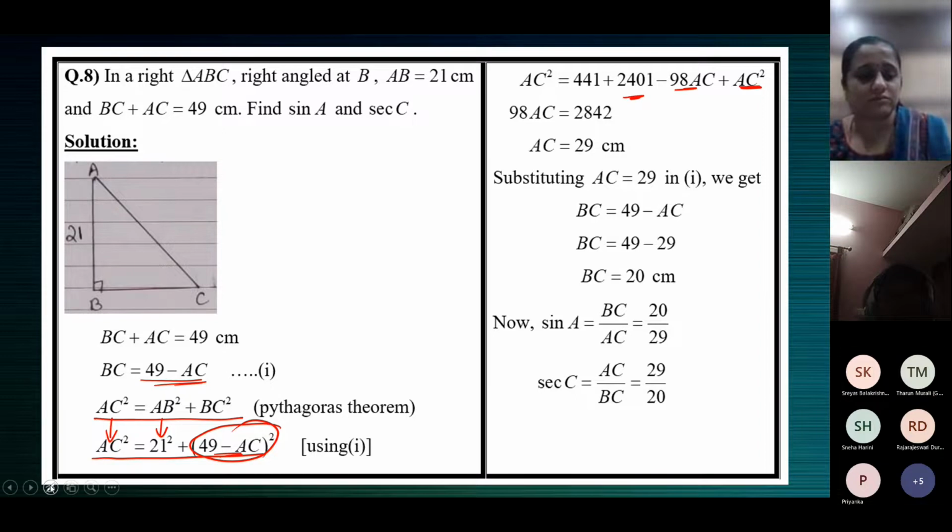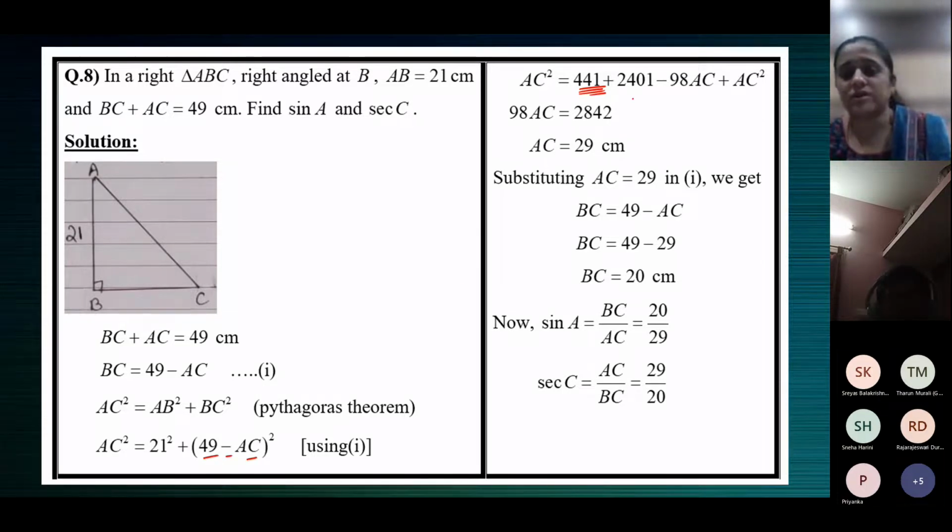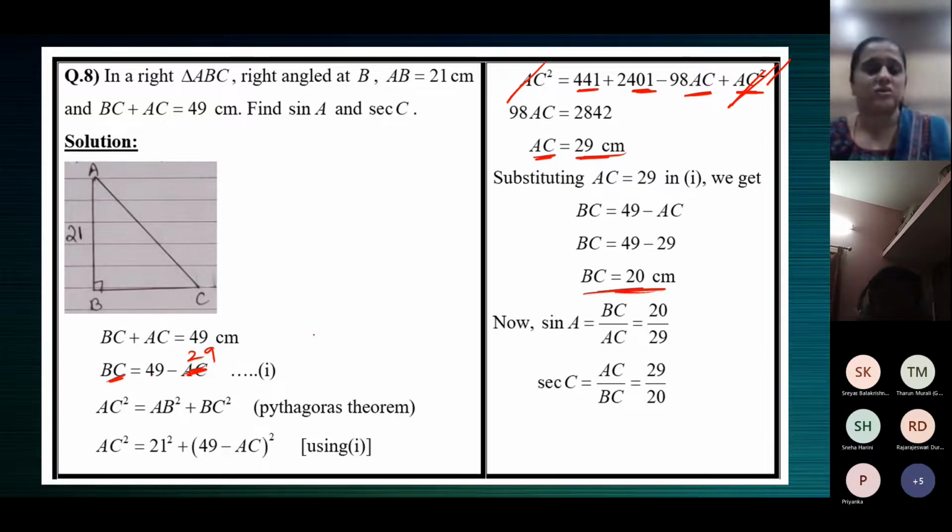21 square is 441. Now this one is like A minus B the whole square: A square minus 2AB plus B square. Don't forget the minus 2AB. A minus B the whole square is not A square minus B square. So 441 plus 49 square minus 2 into 49 into AC plus AC square. AC square on either side gets cancelled, and solve this to find the length of AC. AC is 29. Once you find AC, 49 minus 29 is BC. BC is 20. So now you have found BC is 20 and AC is 29.